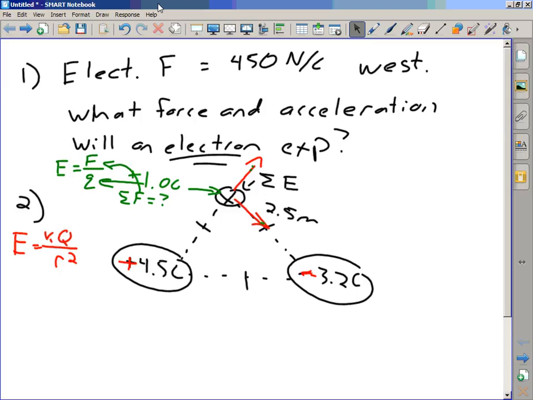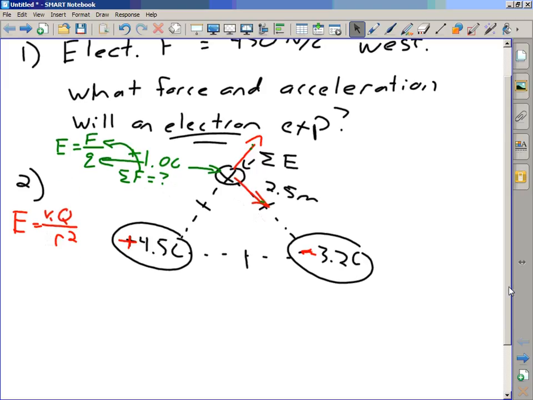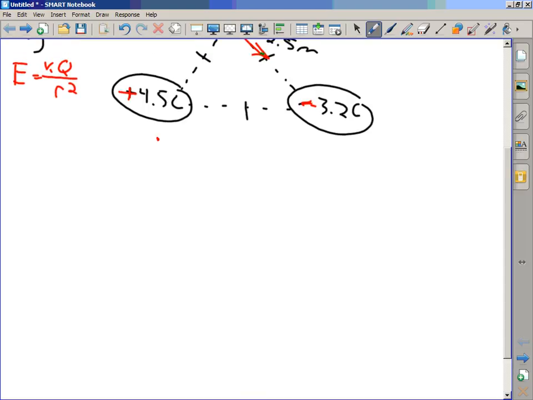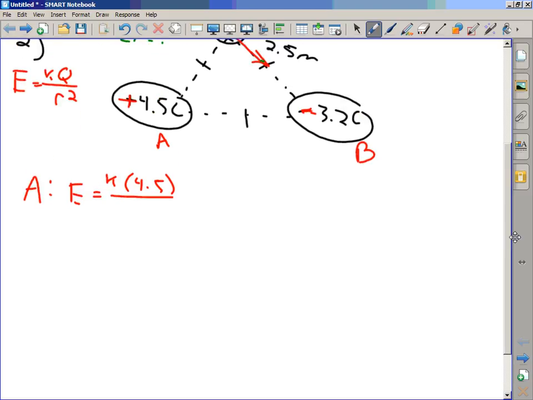So big Q would be the 4.5 and the negative 3.2. Kind of what you're looking at here, as an idea of this one: let's label these A and B. So you're looking at A, E equals k times 4.5 over the distance between them, which was 2.5 meters.